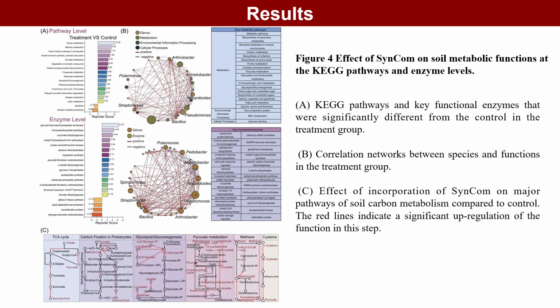Figure 4. Effective SynCom on soil metabolic functions at the KEGG pathways and enzyme levels. KEGG database annotations demonstrated that SynCom treatment increased the proportion of genes encoding methane metabolism, carbon fixation, pyruvate metabolism, and general carbon metabolism, compared with controls. Enzyme analyses confirmed that carbon metabolism increased with SynCom treatment.